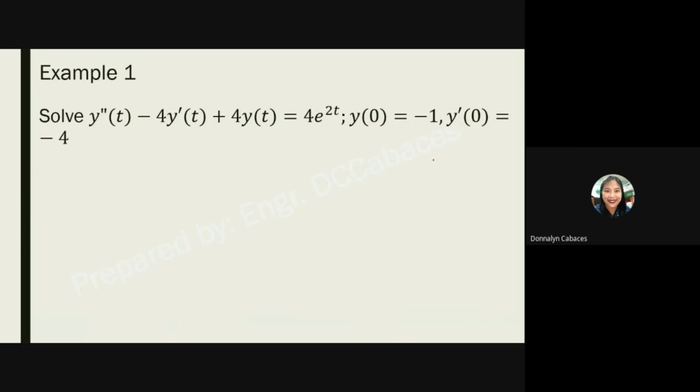Given conditions that y of 0 is equal to negative 1 and y prime of 0 is equal to negative 4. So in our solution, it will always involve partial fractions. The reason why I asked you last time to recall or to study partial fractions, in case you forgot how to solve partial fractions. Okay? So let us have the solution for this differential equation using Laplace transform and its inverse.